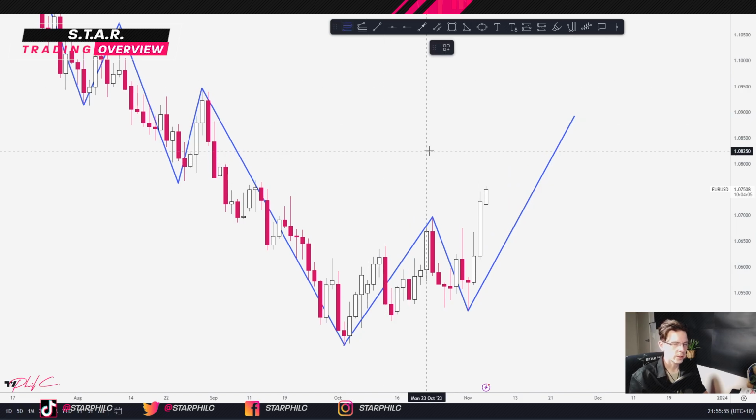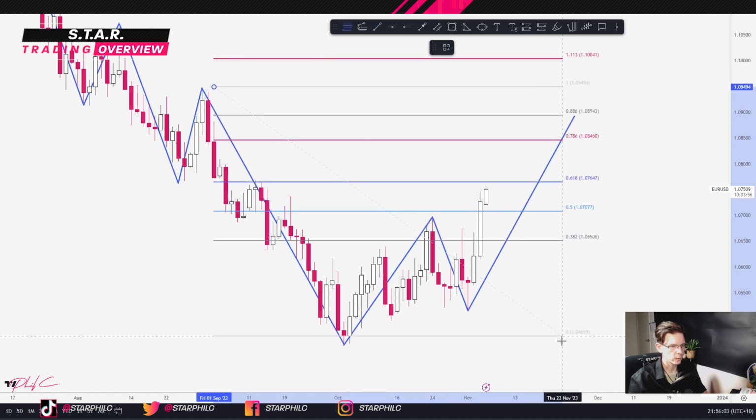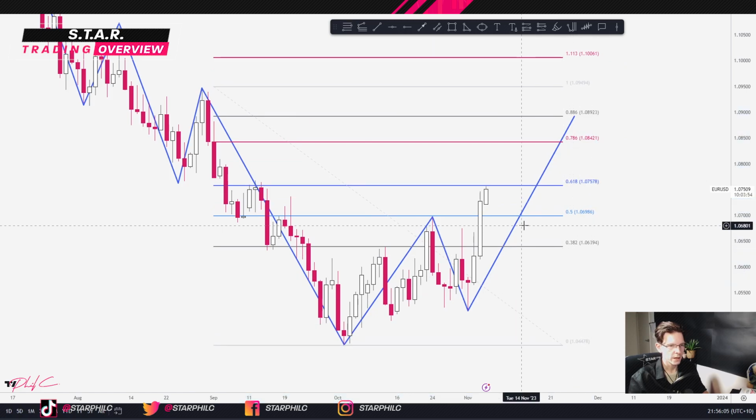So for the last one, I want to grab the Fibonacci retracement again and take it from this high to this low once again. So swing high all the way down to swing low. And what I'm looking for is right there. What I'm looking for is the 886 Fibonacci retracement.